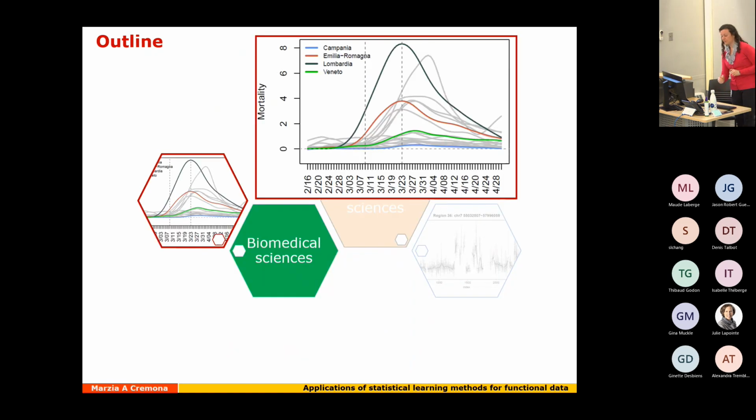But let me start with the biomedical science example, because I think this is probably closer to the research of the audience today. So I'm going to talk about an analysis of COVID-19 data in Italy. In this case, the curves we are interested in are mortality curves in different regions of Italy.